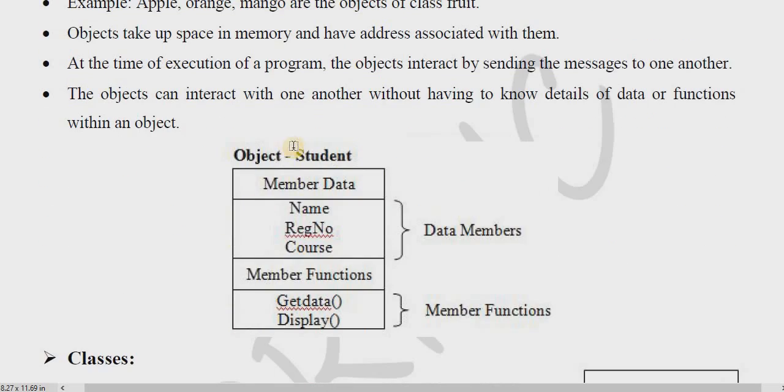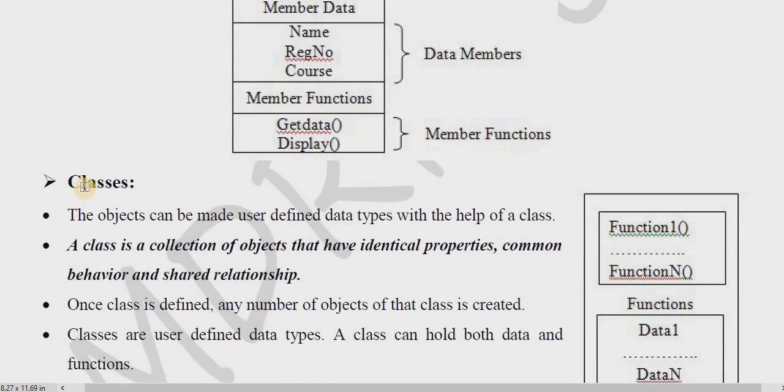Here an example of an object is given. Student is an object. Its data is name, register number, and codes, and its functions are get data and display, for reading values and printing values. Okay, next, classes. What is a class?